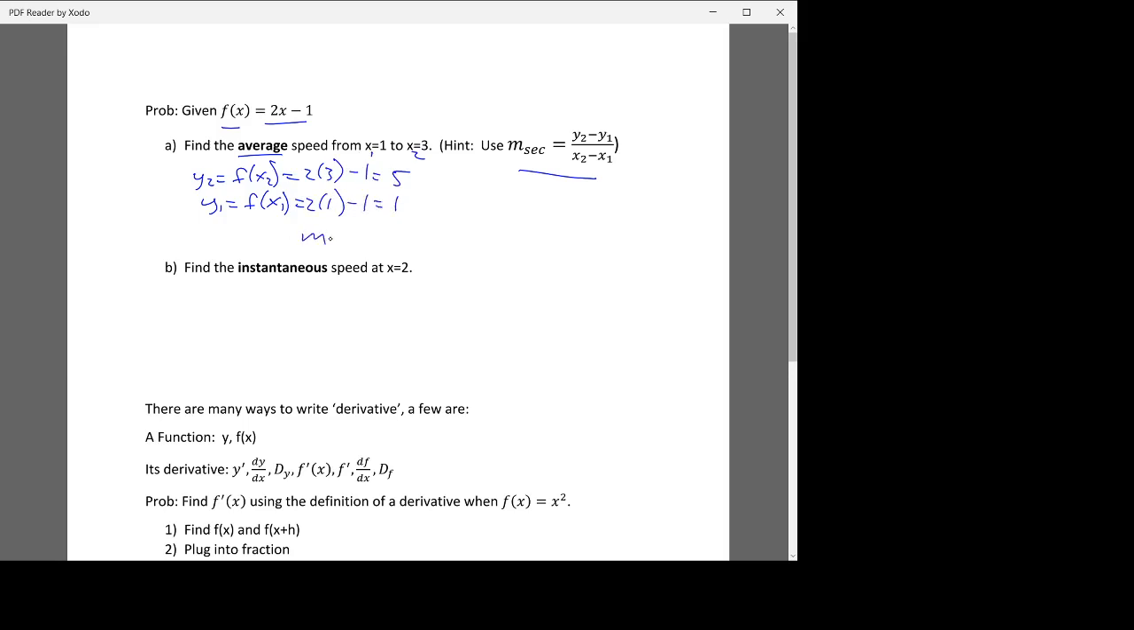And so now we use our little formula from the old days. So we have 5 minus 1 on top, subtract the y's, and then on the bottom we subtract the x's, 3 minus 1, keeping them in order, 4 over 2, or 2. So the average speed of this guy is 2. There it is. It almost pops right out of that because it is a line. It's pretty easy. And then instantaneous speed at x equals 2. So here we need the little formula.